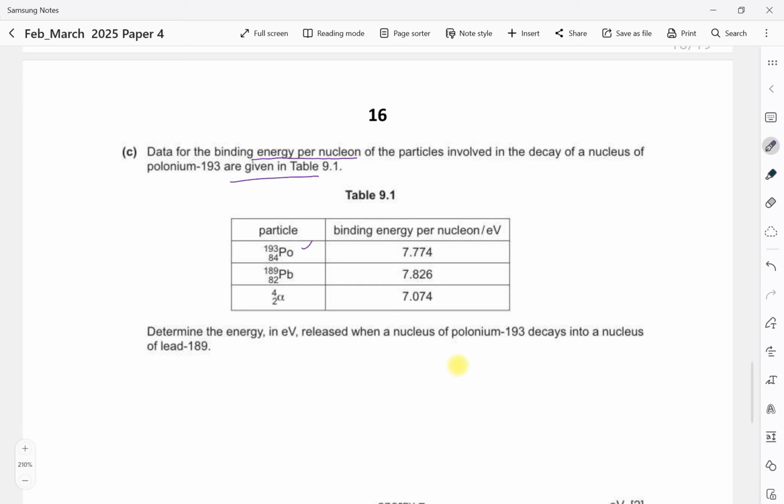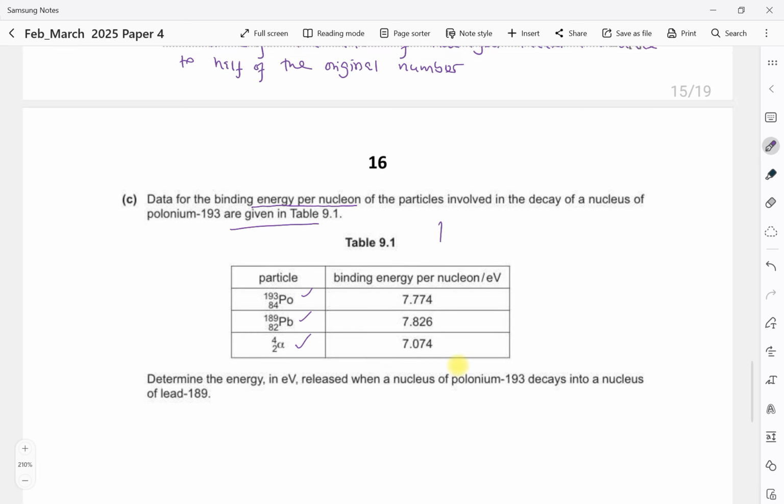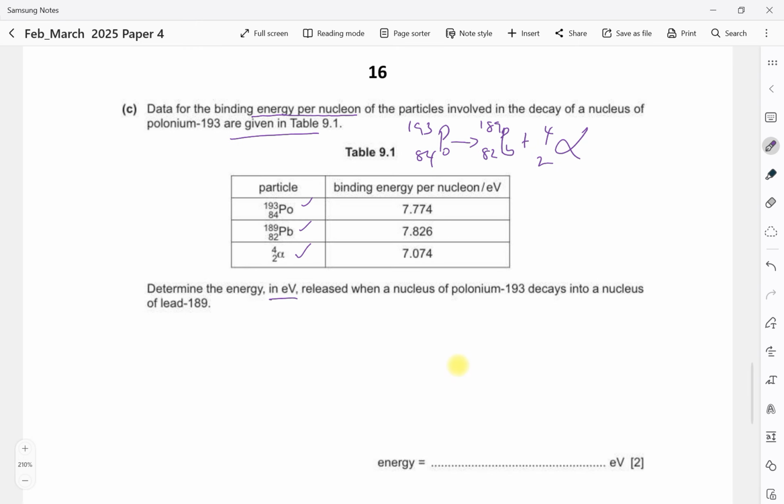So they've given us the particles, polonium, lead, alpha, and they've given us the binding energy per nucleon. So polonium-193, 84, is decaying into lead, which is 189, 82, plus an alpha particle, which is 42. Determine the energy in electron volts released when a nucleus of polonium decays into a nucleus of lead. So we are looking for just the change in energy.